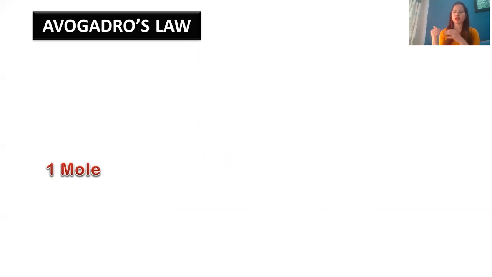Similarly, if I say I bought a bottle of Coca-Cola from the market, both the bottles which I bought were 3 liters. So if I say the volume is same, what about the number of particles? The number of particles will remain same. The number of molecules will be same. So here, as you can see, when I say 1 mole, it consists of this many particles.